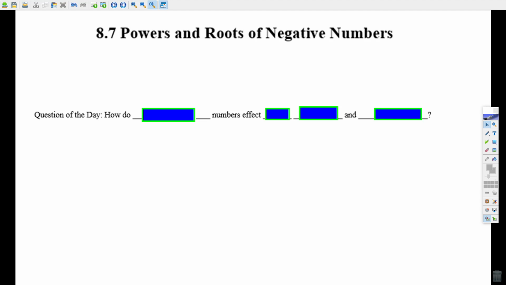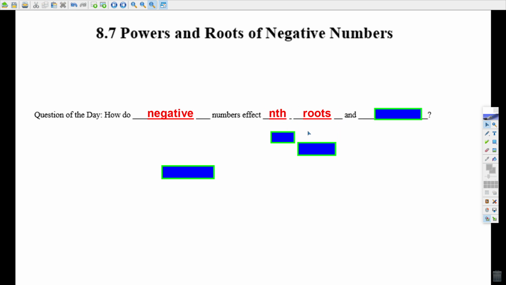There's two more sections in Chapter 8. Today we're going to be focusing on some negative numbers, specifically talking about powers and roots. So we're going to have exponents with negatives as the base, and we're going to be doing different roots with negatives. So the question for today: how do negative numbers actually affect nth roots and various powers?